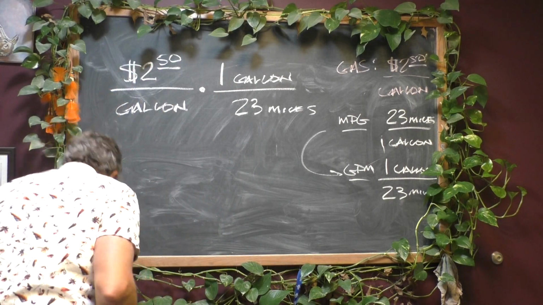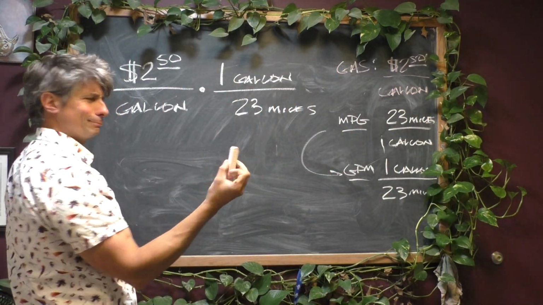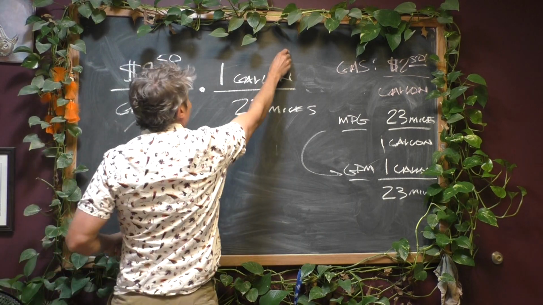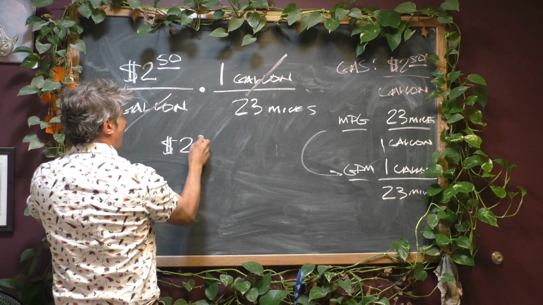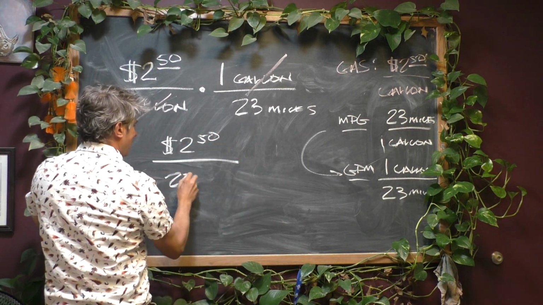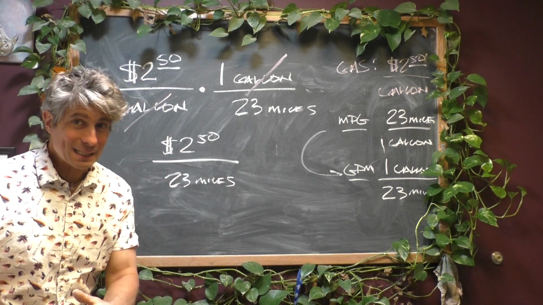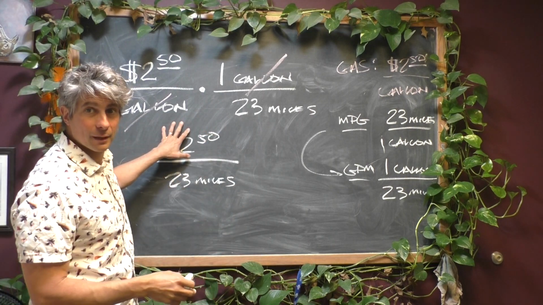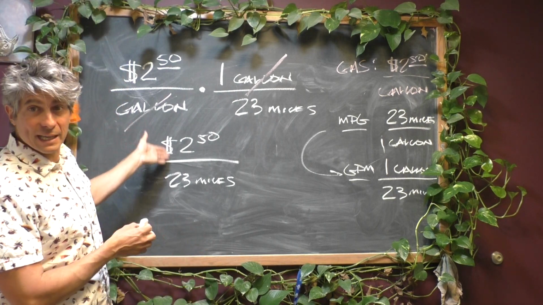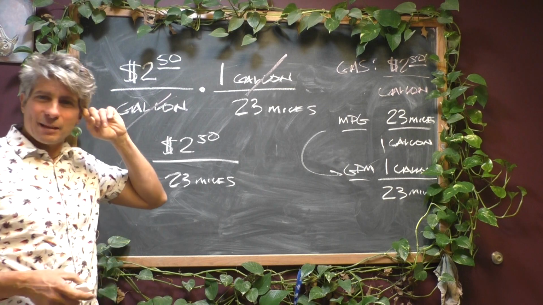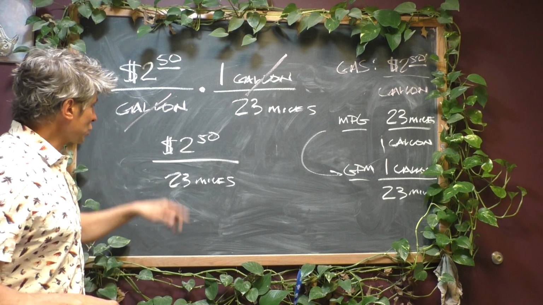Because if we do that, then, where's my colored chalk? Here it is. Then the gallons divide off, and you're left with $2.50 per 23 miles. Now this should make perfect sense. If gas costs $2.50 a gallon, and this car can go 23 miles on a gallon, then it costs $2.50 to go 23 miles. So I think we can now figure out how much it costs to go 1 mile by dividing that 23 into 250.